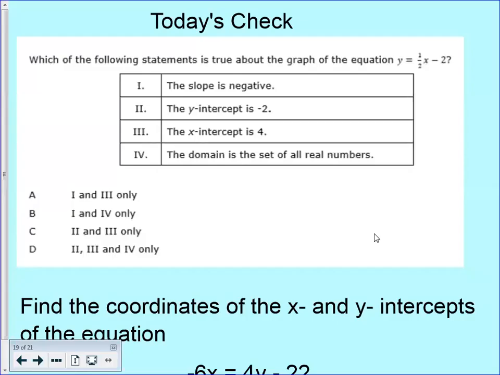All right, guys, so here is today's check for understanding. Number 1 is going to be a multiple choice. You got that equation down at the end, y equals 1/2 x minus 2. And then I'm giving you all of these different attributes. What I want you to decide is which of them is true about that equation. Is the slope negative? Is the y-intercept -2? Is the x-intercept 4? And is the domain all real numbers? So make that decision and then pick the answer choice that has all the true statements.